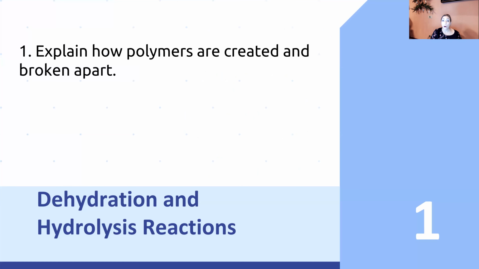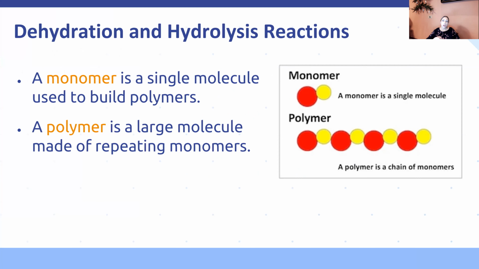So for this first part, you need to explain how polymers are created and broken down. So what I'm showing you here is the difference between a monomer and a polymer. So the term monomer means one unit. Mono meaning one, MER meaning unit. Now, a monomer is not a single atom. A monomer is a molecule. So let me give you an example of a monomer.